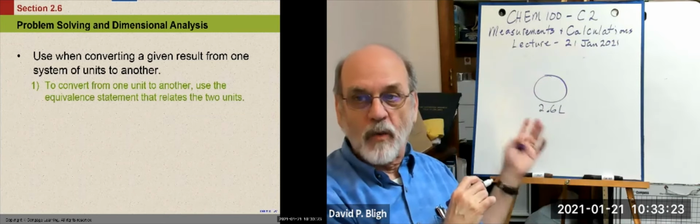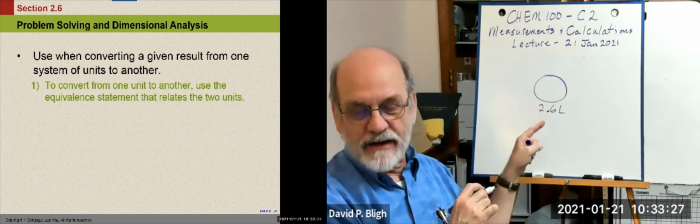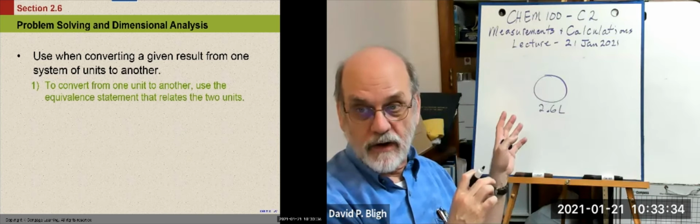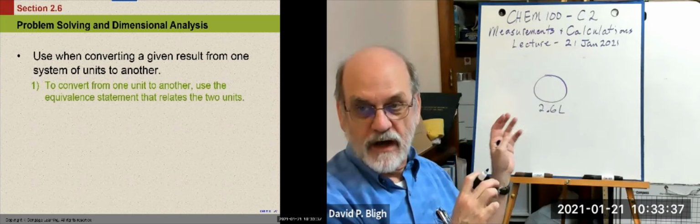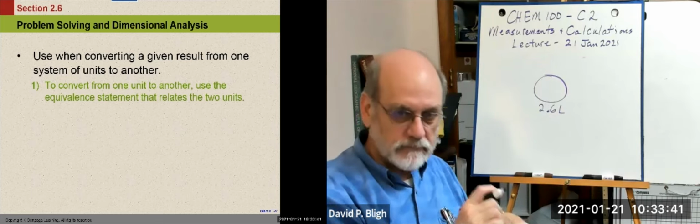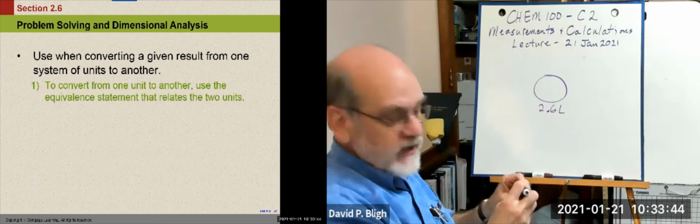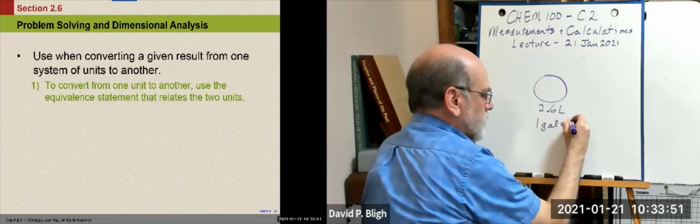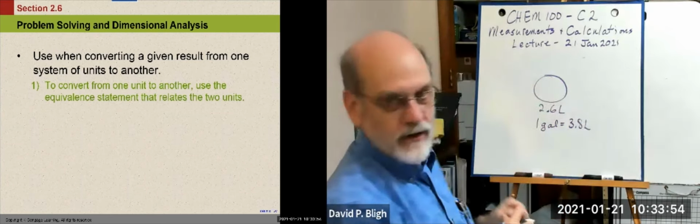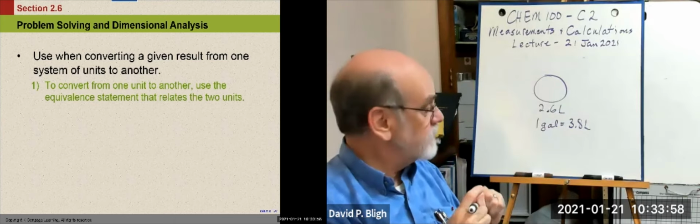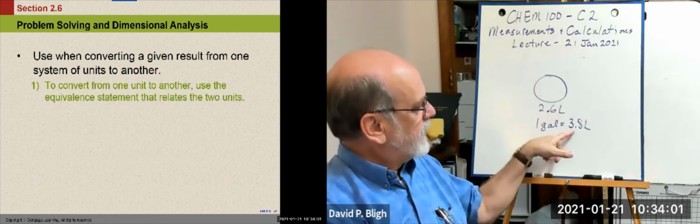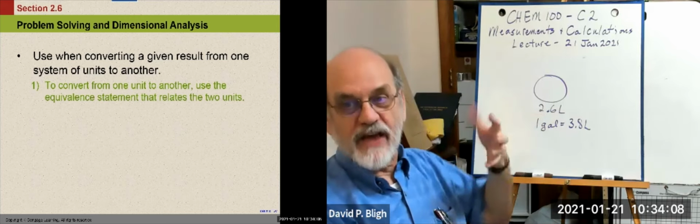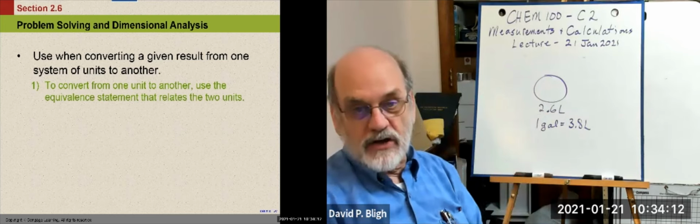Okay? What we need to convert from liters to gallons is an equivalence. We need to say how many gallons is equal to a liter, or how many liters is equal to a gallon. We need that equivalence, otherwise we cannot convert. So we know what it is because we saw it earlier. 1 gallon equals 3.8 liters. Okay, so now we can convert, because if a gallon is 3.8 liters and we only have 2.6 liters, how many gallons do we have? Well, less than one, right? That's an estimate.